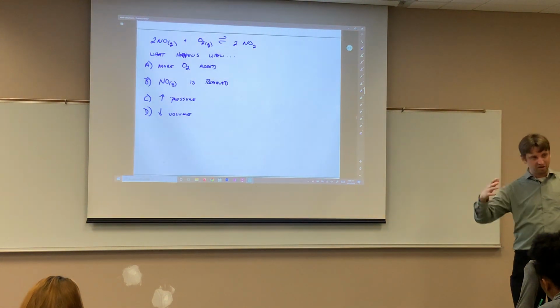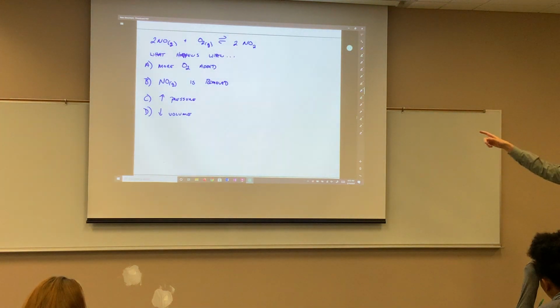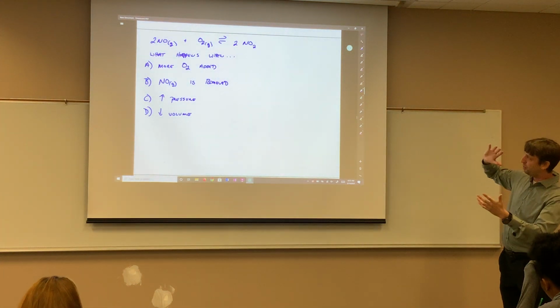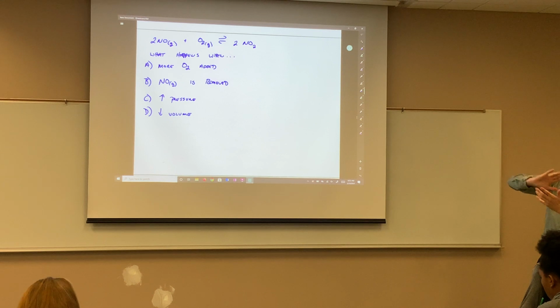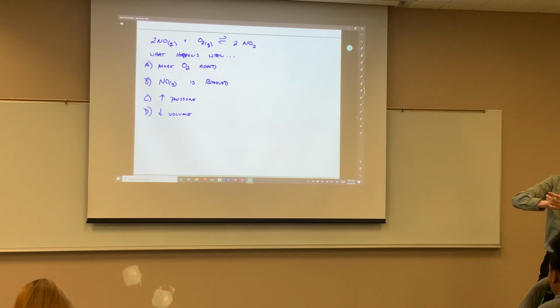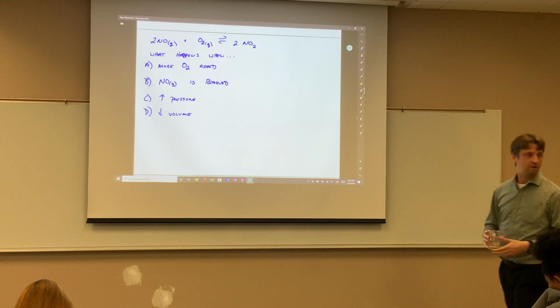Because remember, we're just forcing everything together. Another way of thinking about it is, if by increasing pressure we push the NO and the O2 together, they're going to be more likely to make NO2. But if we have equal moles on both sides, everything's going to get squished together more, and then it's not going to change anything.